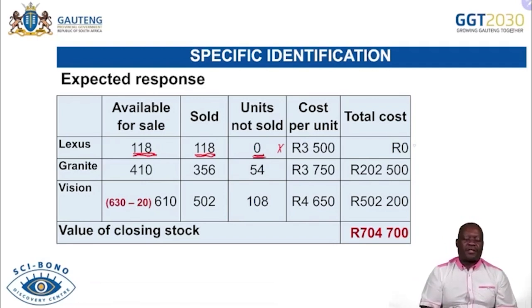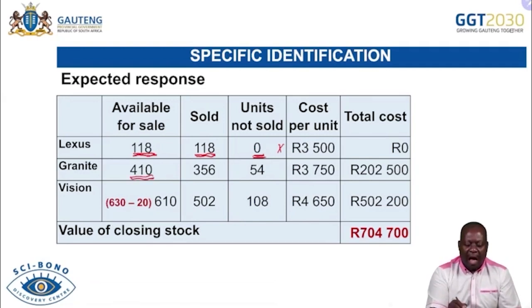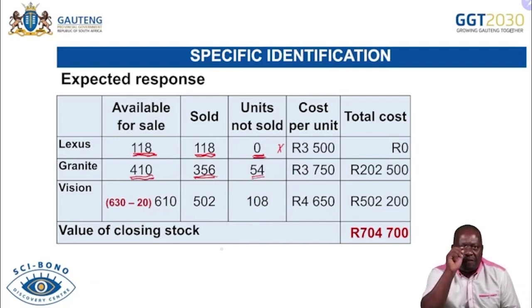Let's go to granite. How many are available for sale? 410. How many have been sold? 356. So we say 410 minus 356. We are saying how many are still there? Not sold. 54. It therefore means these 54 are still there. So we need to give a value to these 54. How do we go about it?